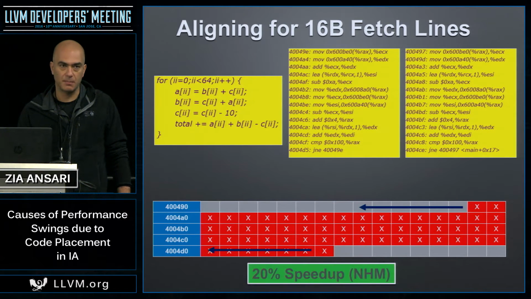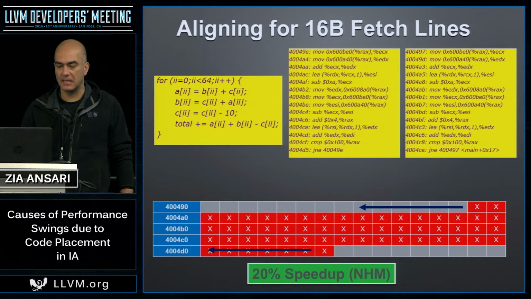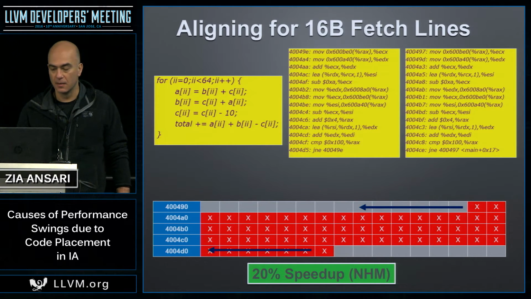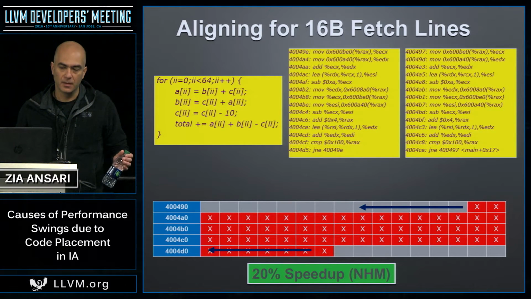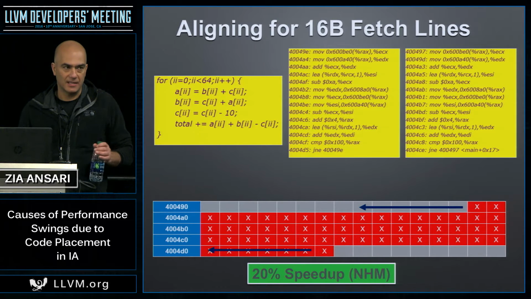Okay, so if we shift this back just a little bit, we can fit this in 4 16-byte chunks. So a simple alignment change, and this was worth about 20% speed up on an older Nehalem. So just a simple code locality type example.